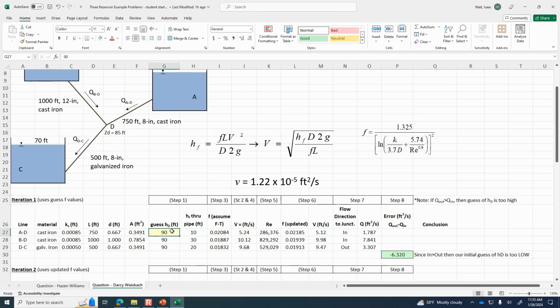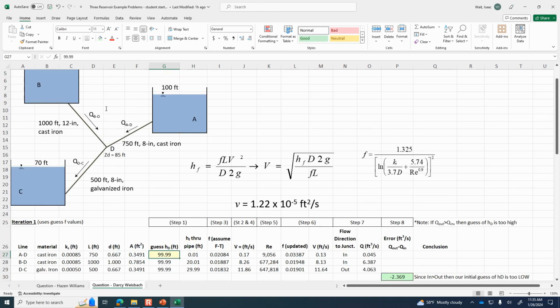All right, so what if I said 91? If I change it from 90 to 91, do we get closer to being in balance? Yeah, 92, closer. 93, closer. What about 98? Closer. 99, okay. What about 99.99? Closer.